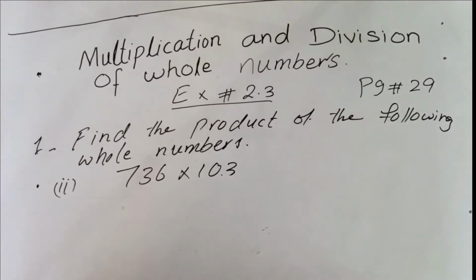Today our topic is multiplication and division of whole numbers. This is taken from exercise number 2.3. As we have discussed, we learned about multiplication and division in the previous two classes, 4 and 5. But again we are going to revise this concept, because here I have to teach you about the commutative and associative law under multiplication.